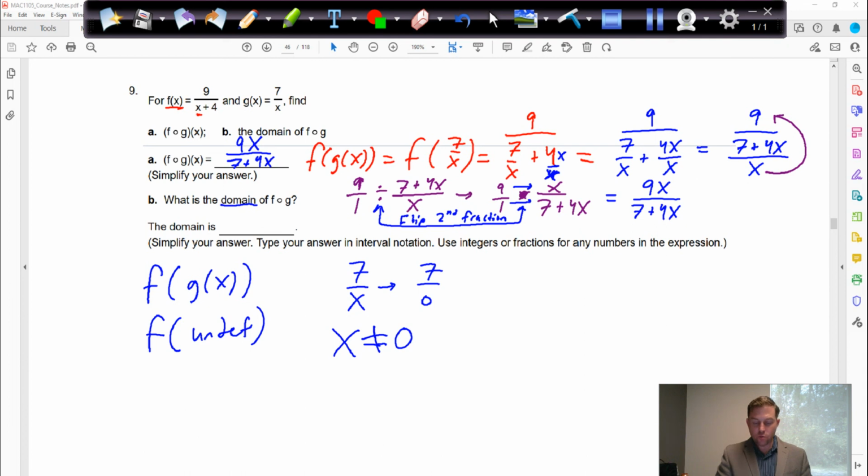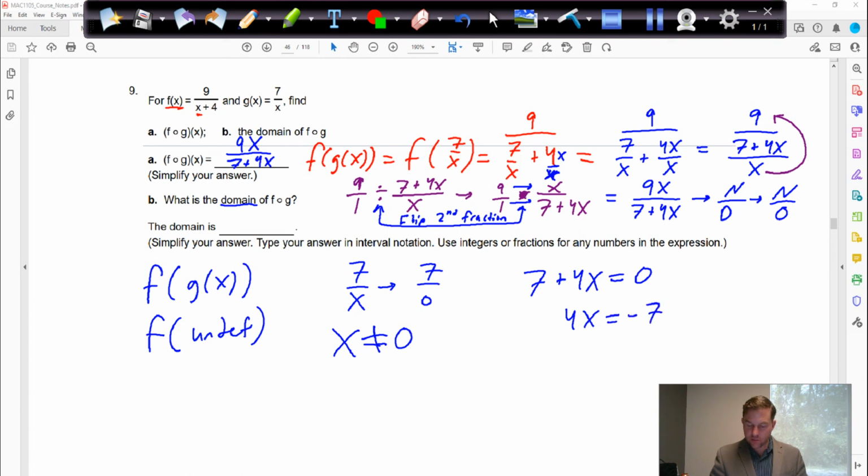So that's one. And there's also another one, and that is the denominator on our final answer. So this is a numerator over denominator. We also can't let that equal 0. So we get a second one by setting 7 plus 4x equal to 0. Subtract 7 from both sides. Divide both sides by 4.